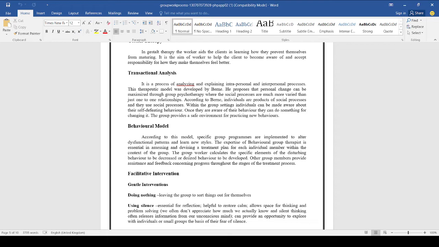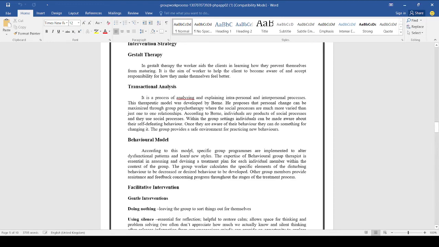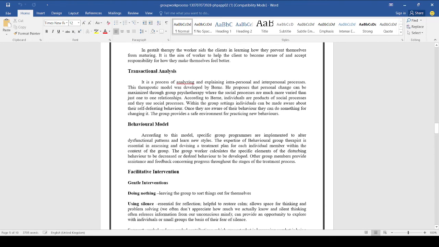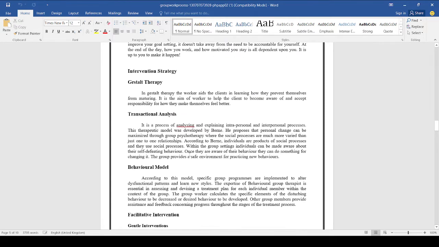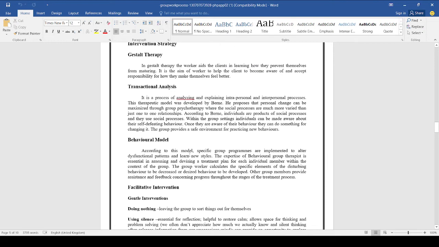Other group members provide assistance and feedback concerning the progress throughout the various stages of the treatment process. These are the three important intervention strategies which we can directly apply in a group work setting, especially in the treatment group.